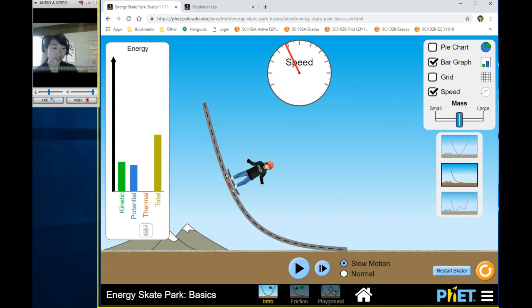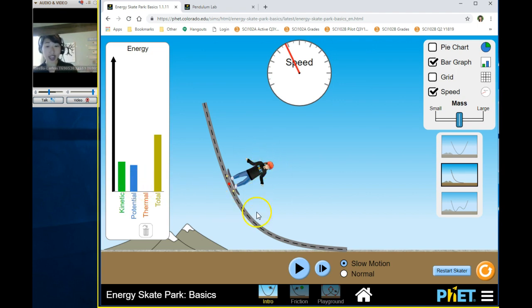What happened? Yes, potential energy decreased, right? It started off up here and now it decreased. What about kinetic energy? What happened to that? It increased. It went up. Exactly. So again, we have potential energy and now we also have kinetic energy. Not as much potential, but we do have more kinetic energy than we did when we started.